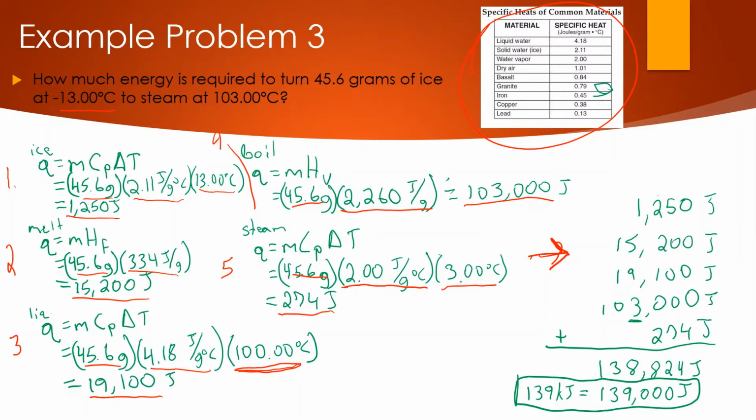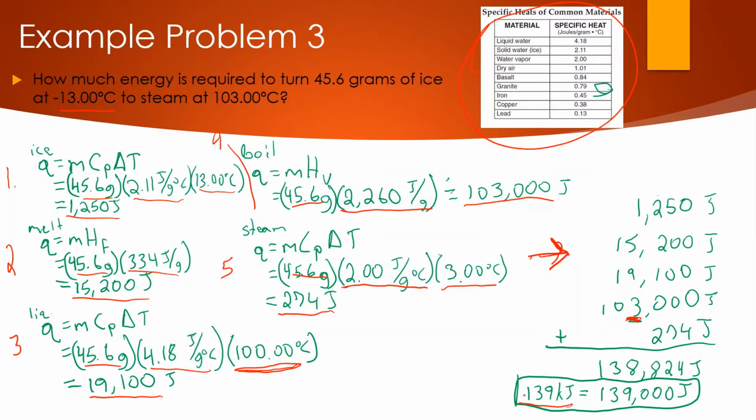Okay, so this is where it gets a little interesting. We have to remember our sig figs for adding and subtracting, which is we record to whichever number has the least number of decimal places. Or in other words, whichever number has the last sig fig that is the largest place. Here, this is going to be 103,000, where the 3 is the thousands place, so we're going to have to round to the thousands place. So this 138,824 becomes 139,000 joules, or we could say that it's 139 kilojoules.